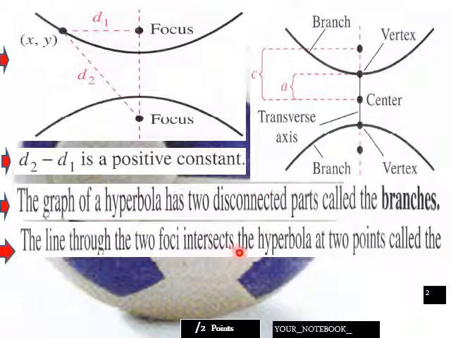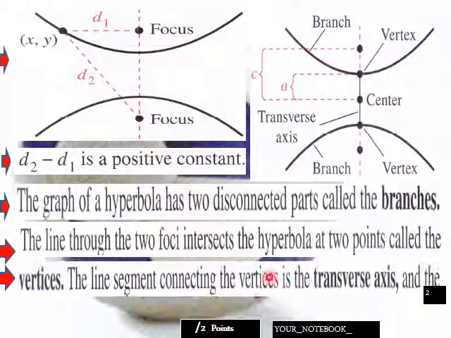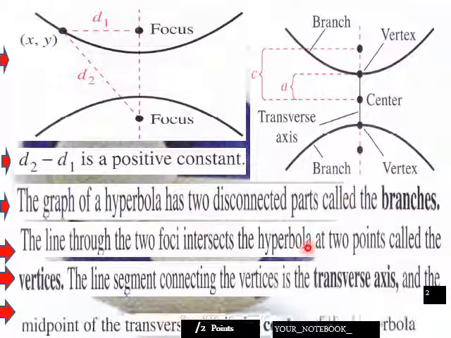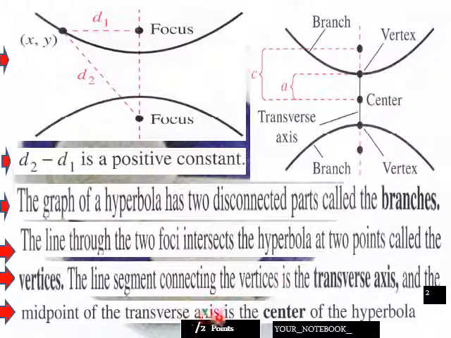The line through the two foci intersects the hyperbola at 2 points called the vertices. So here's your vertex 1, vertex 2. The line segment connecting the vertices is the transverse axis. Here's your transverse axis. And the midpoint of the transverse axis is the center of your hyperbola. So this would be the center of your hyperbola.